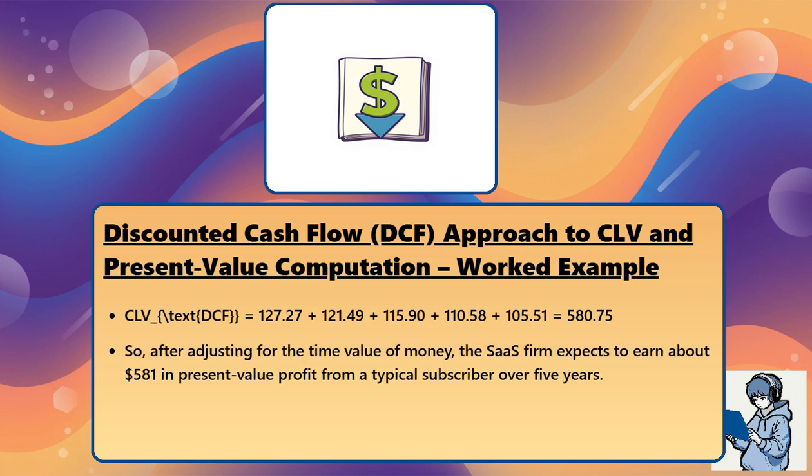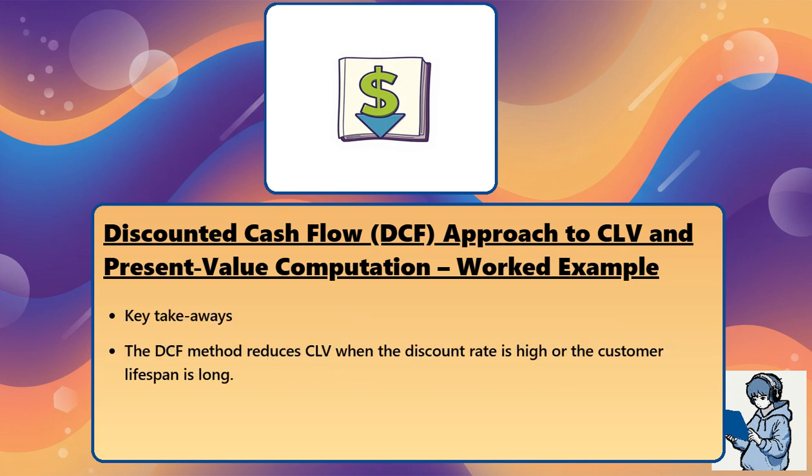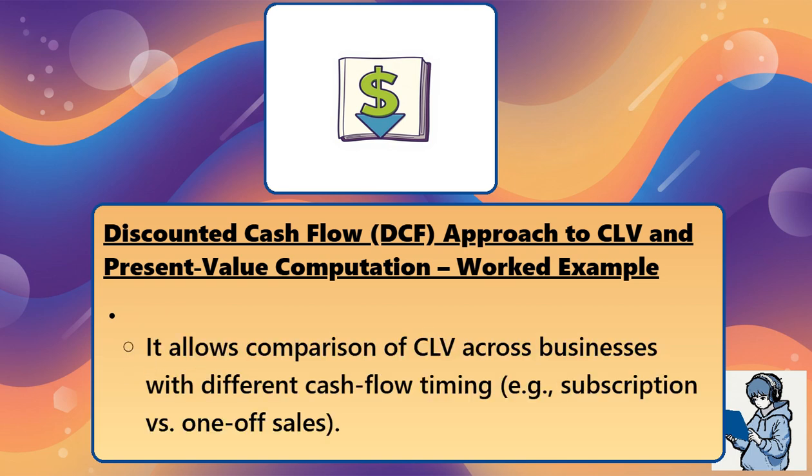So after adjusting for the time value of money, the SaaS firm expects to earn about $581 in present value profit from a typical subscriber over 5 years. Key takeaways. The DCF method reduces CLV when the discount rate is high or the customer lifespan is long. It allows comparison of CLV across businesses with different cash flow timing, for example subscription versus one-off sales.